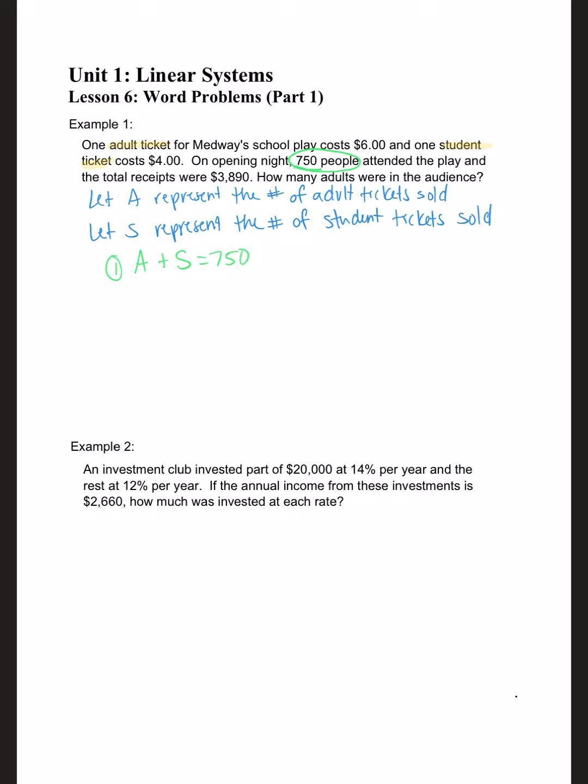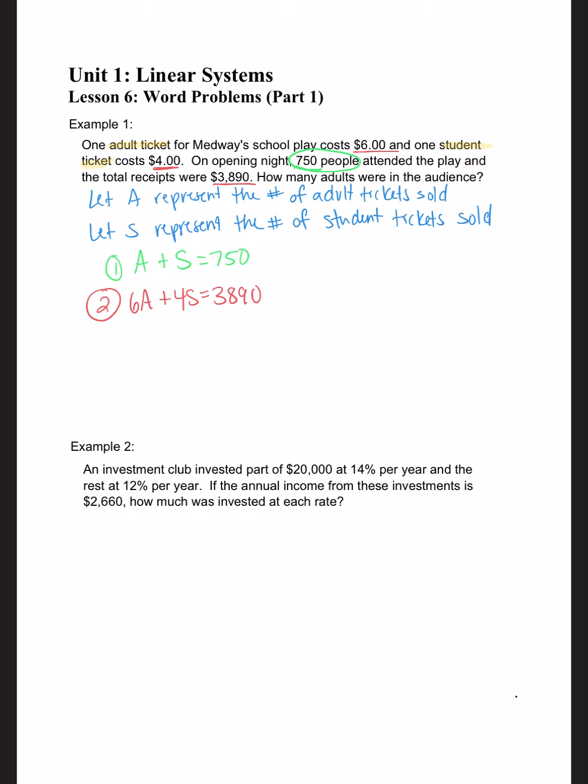Now then it looks like it gives us some information about the money that was brought in, the revenue brought in by the sale of the tickets. So it says that an adult ticket is $6, a student ticket is $4, and the total dollar amount earned was $3,890. So we're going to put those values, multiply them by the number of tickets. So for example, the number of adult tickets times $6, so 6A, plus the dollar amount for student tickets, so 4S, is going to equal that 3,890.